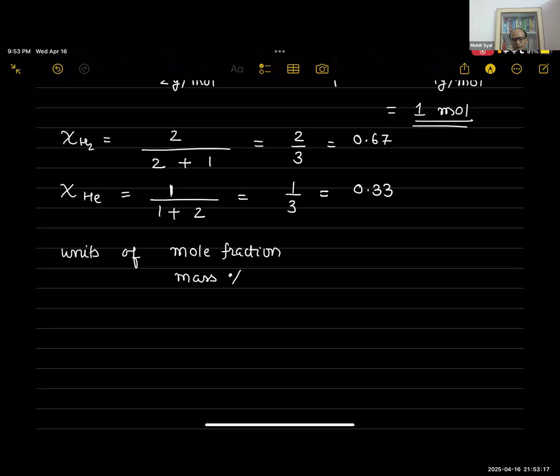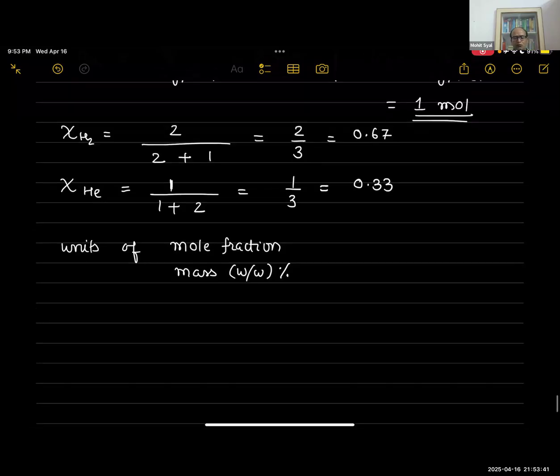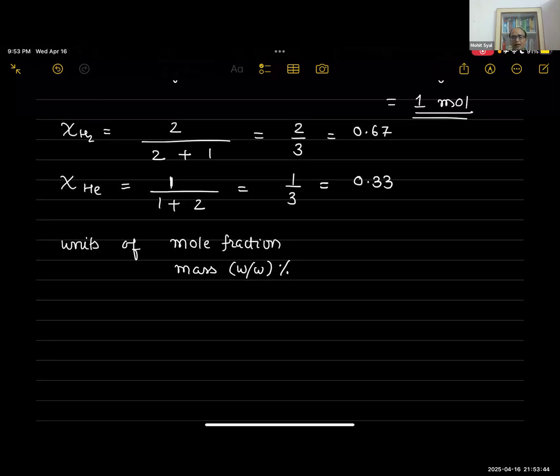I mean, mole only, right? Since it's a fraction, mole raised to the power of minus 1. What are the units of mole fraction? In the numerator you have moles and in the denominator you also have moles. So mole by mole gets cancelled, and it is unitless. Similarly, mass percentage, the mass of a component divided by total mass, is also unitless. Got it? These are unitless quantities.